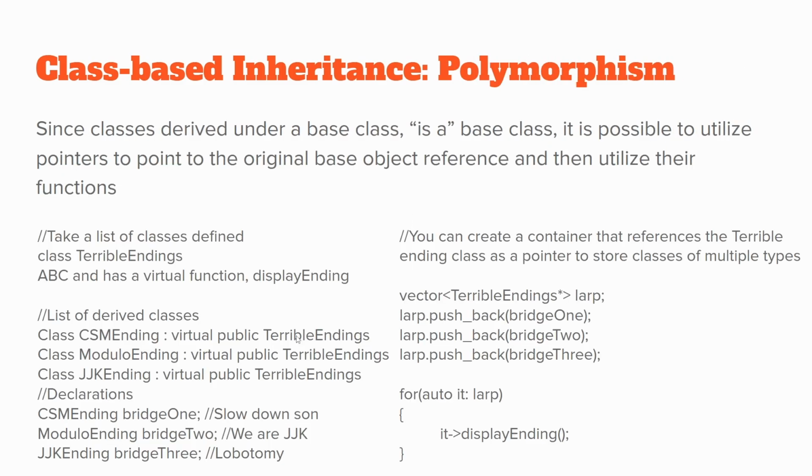Now for the last topic, we'll talk about polymorphism. It's basically stating that since classes derived from a base class publicly are a base class, it is possible to utilize their pointers to point to the original base object reference and then utilize their functions. As I stated earlier with the scopes, public makes it so that whenever you publicly inherit a class, it is that same class.